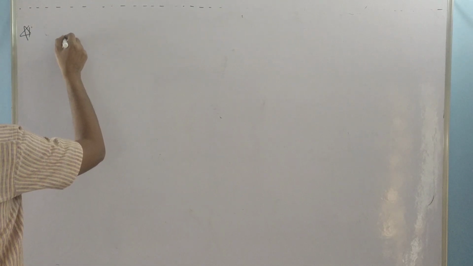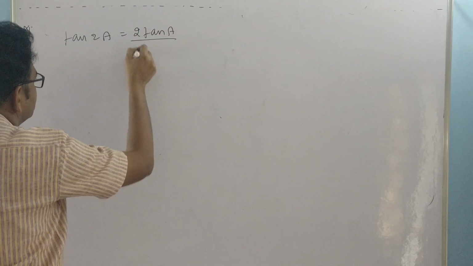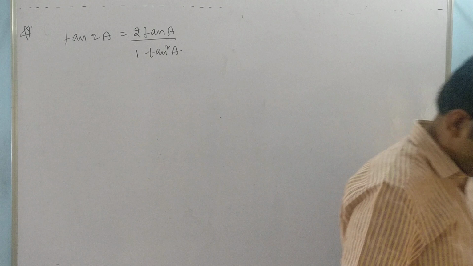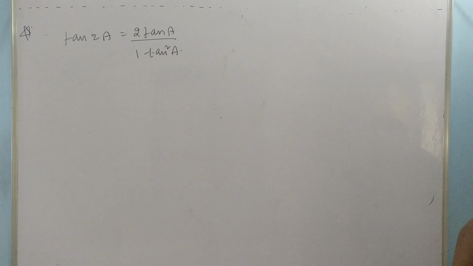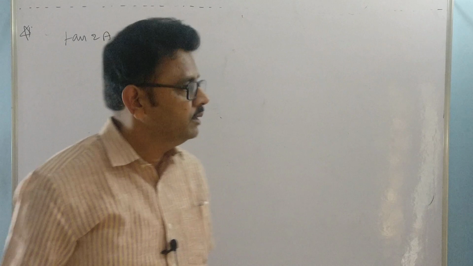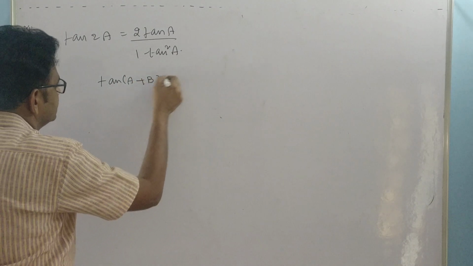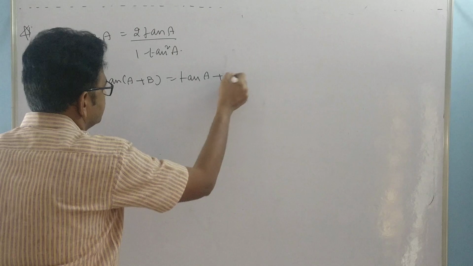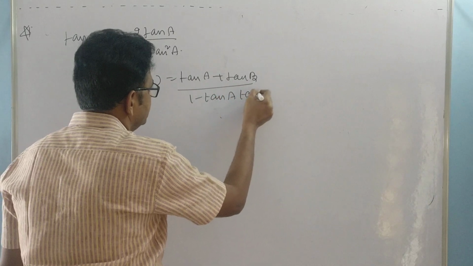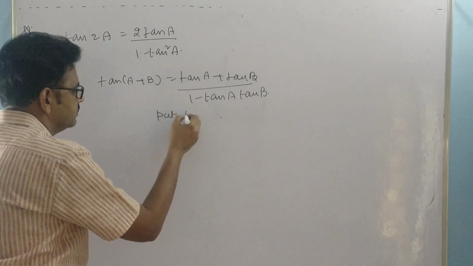Okay, next one, tan 2A is equal to 2 tan A by 1 minus tan square A. So we know the formula for tan of A plus B. Tan of A plus B is equal to tan A plus tan B by 1 minus tan A tan B. In this one put B equal to A.